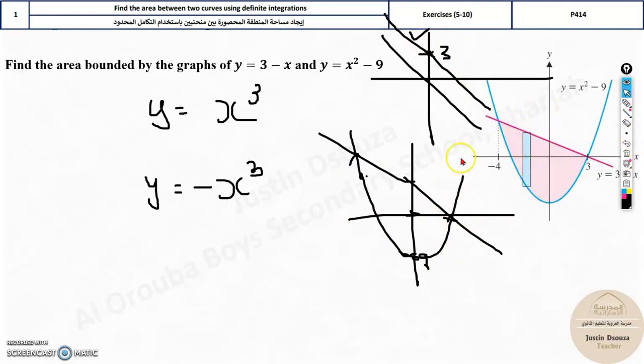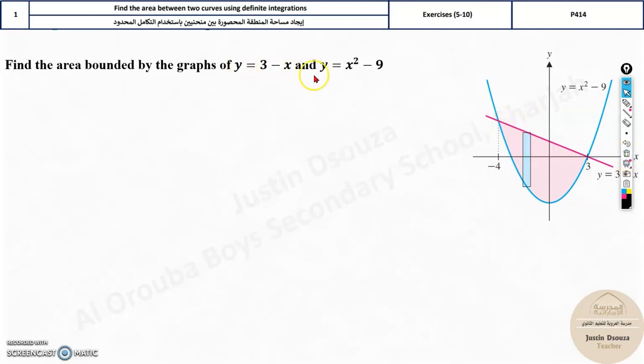And you can see the graph does not match accurately. I don't have any answers, but approximately I could draw them. So you can see the upper function is 3 minus x, whereas the lower function is x squared minus 9. I hope you're clear with the graphing, because if you do not graph, it is not possible for you to understand which is the upper function and which is the lower function. If you do not find that, you are not able to solve the problem.